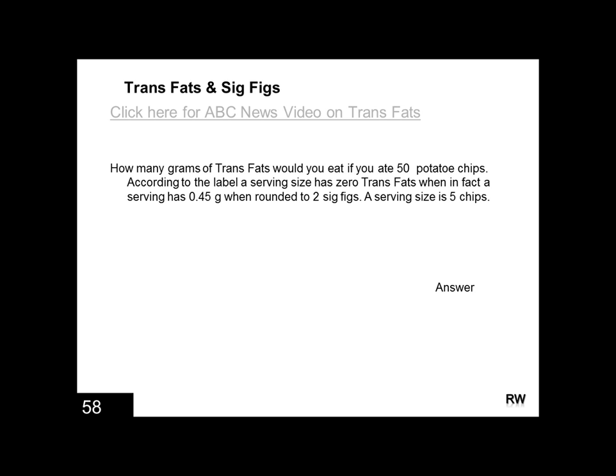All right, but in fact, a serving has 0.45 grams, and according to the law, they're allowed to say 0 if it's less than half a gram. So let's do the math here. I'll pause the tape if you want to do the math yourself, see if you can figure this out, then we'll come back, we'll give you the answer.